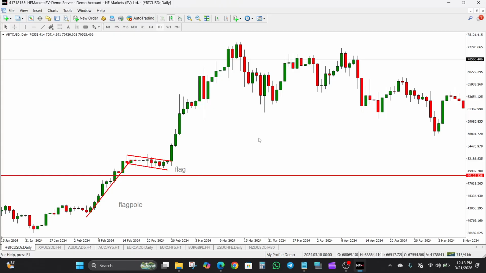So the key idea is simple. You need to have a strong move, a temporary pause, and then continuation in the same direction, right? The flag limit zone helps you position yourself early before the next move happens.